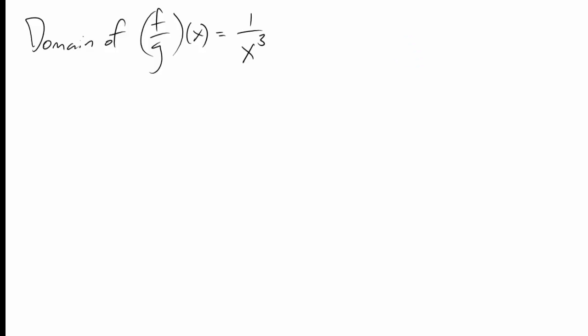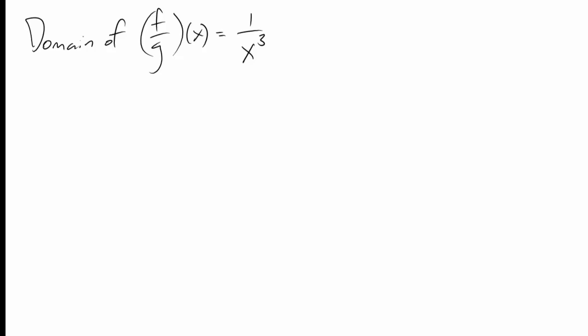Here we're trying to find the domain of our function f over g of x. We discovered that was equal to 1 over x to the third. Even if we were looking at the unsimplified form, that would just be 1 over x divided by x squared. You can look at the other video for how we come about this 1 over x cubed. But there's no additional restrictions based on the unsimplified form, so we'll look at this as just 1 over x cubed.